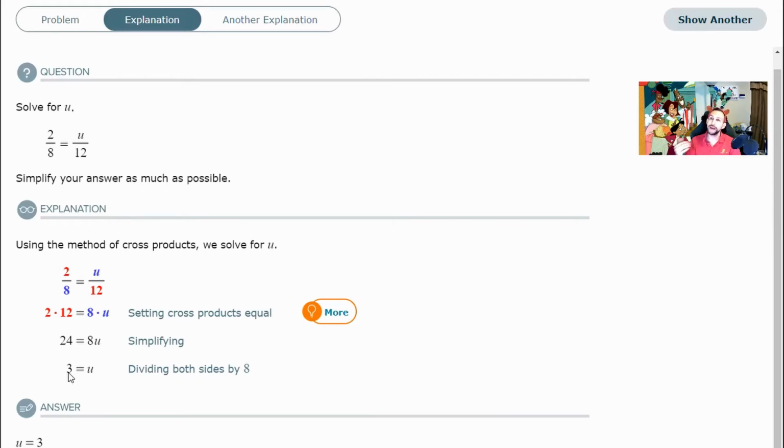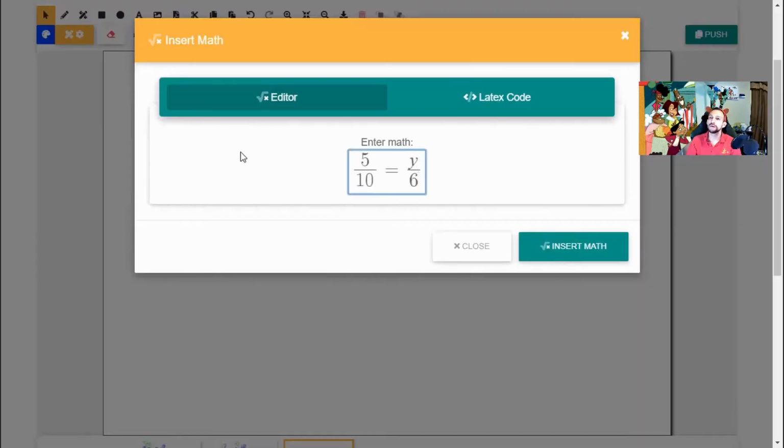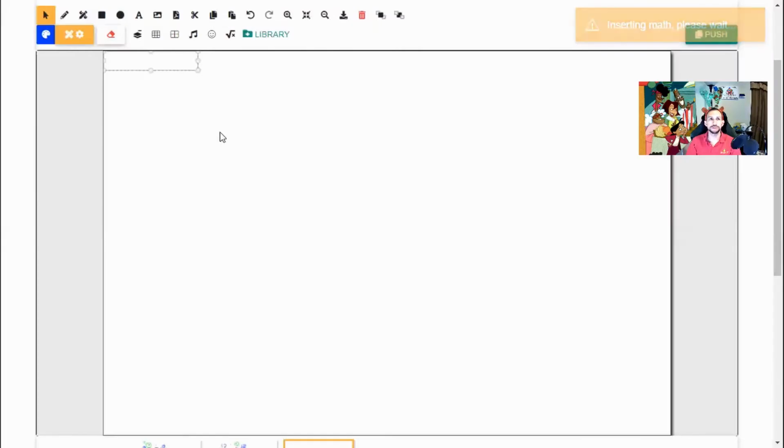Now, this is mathematically the same thing as we're doing. My caution here is that this isn't applicable anytime you see two fractions. So be careful with this one. But let's do an example with this method. Here we're asked to find y. We're given 5/10 is equal to y over 6.